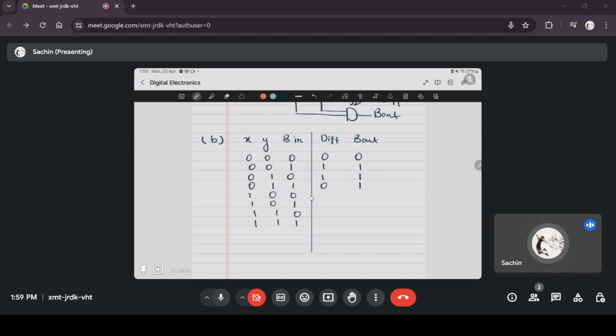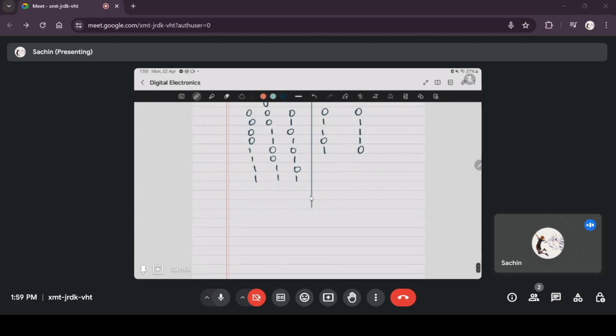1 minus 0 minus 0 is 1 with borrow 0. 1 minus 0 minus 1 is 0 with borrow 0. 1 minus 1 minus 0 is a 0 with borrow 0. 1 minus 1 minus 1 is a 1 with a borrow 1. That is, 1 minus 1 is 0. 0 minus 1, you will have to borrow 1, then this will become 2. Subtract 1, you will get 1. So its difference is 1 when you borrow 1 from the next higher place. This is the truth table.